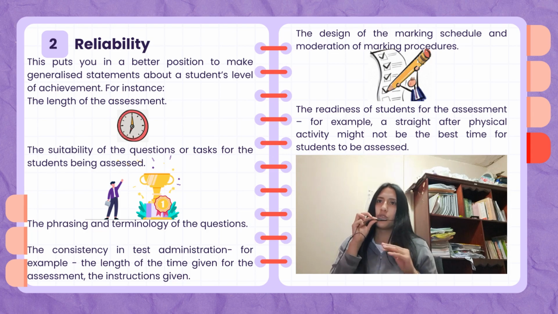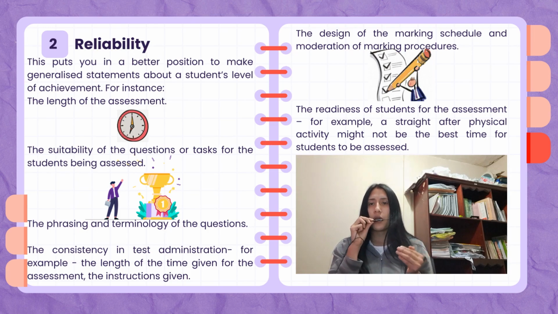Okay, in this part we have the reliability. So this puts you in a better position to make generalized statements about the students' level of achievement. For instance, suppose that you see why students didn't do well, or why the students did well on this question. So you can generalize, and this gives you a reliability according to the test.